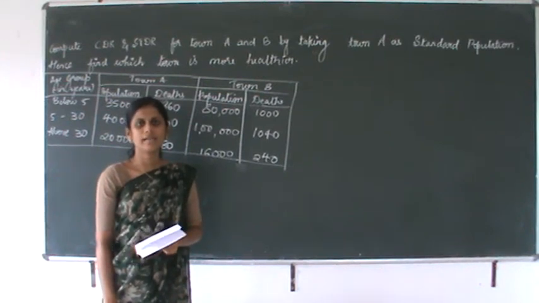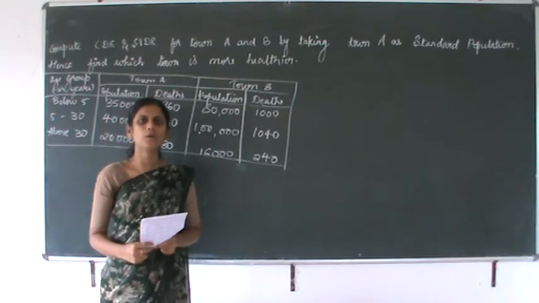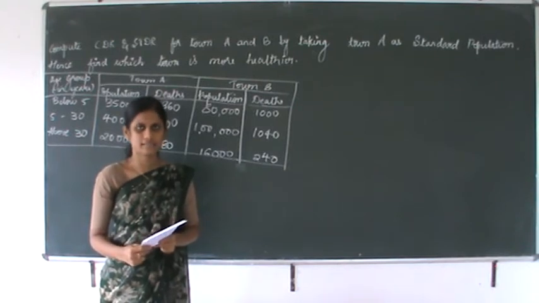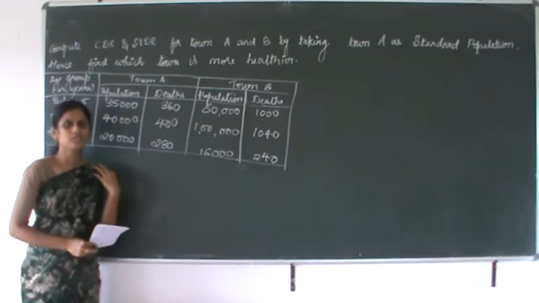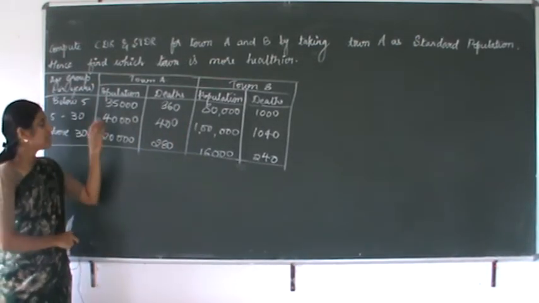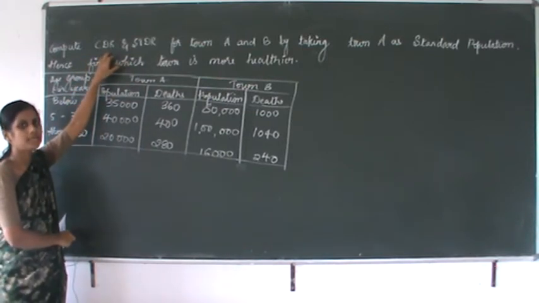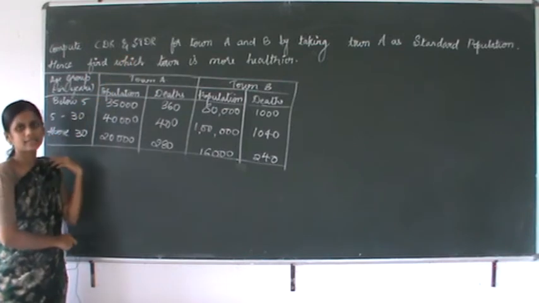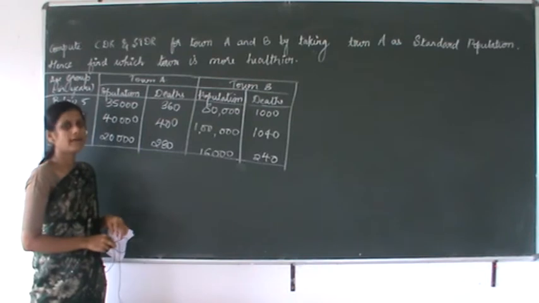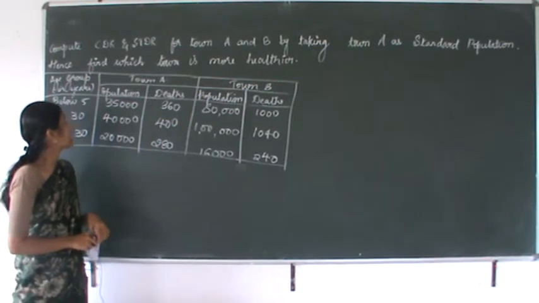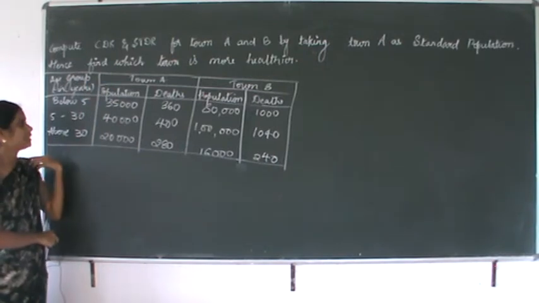In the last class, we had discussed standardized death rate and we had solved two problems under standardized death rate. Now, in this class, we will solve one more problem pertaining to standardized death rate. The question is: compute CDR, that is crude death rate, and STDR, that is standardized death rate, for towns A and B by taking town A as standard population. Hence, find which town is healthier.